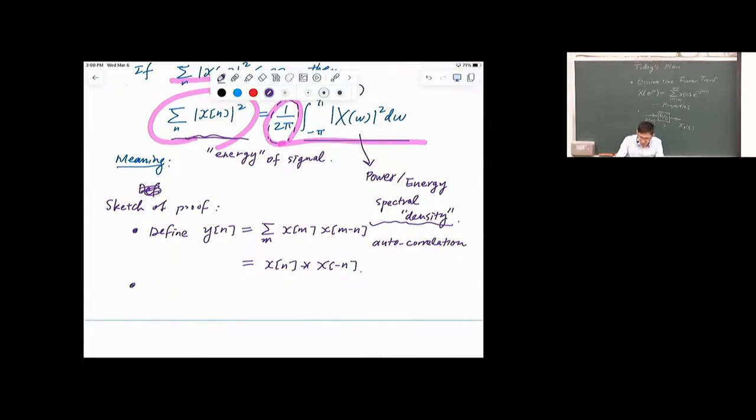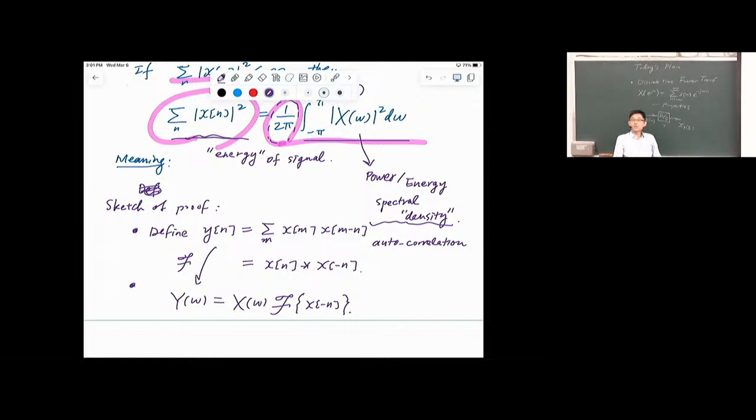So therefore, we can apply the convolution theorem to this y[n]. Now take its Fourier transform. The resulting spectrum is going to be... no, we don't need the absolute value. It's going to be the product of the Fourier transform of x[n] and the Fourier transform of x[-n].